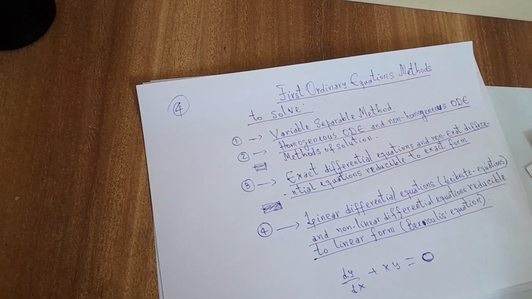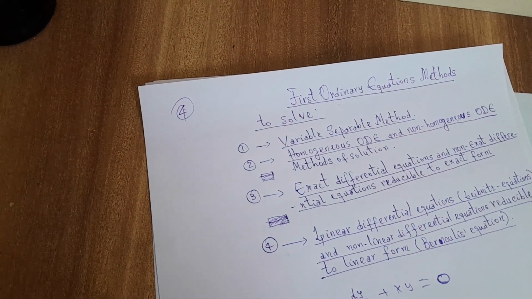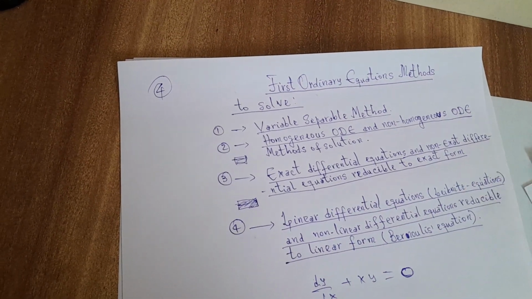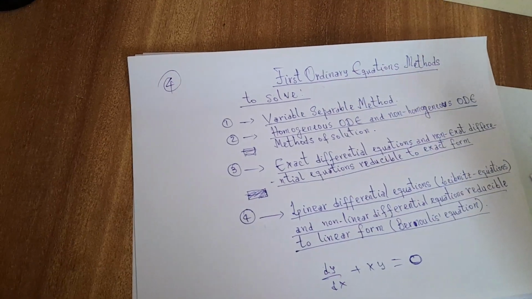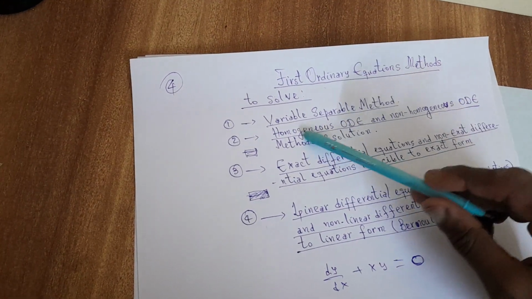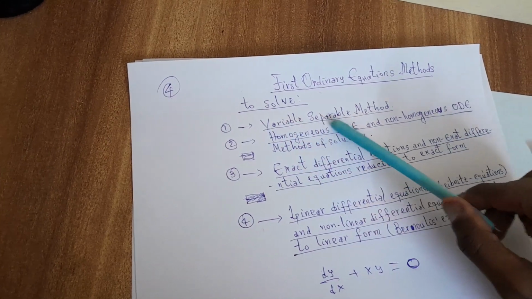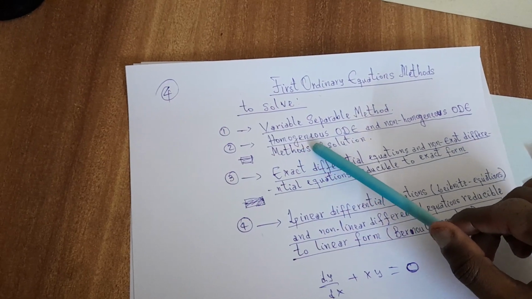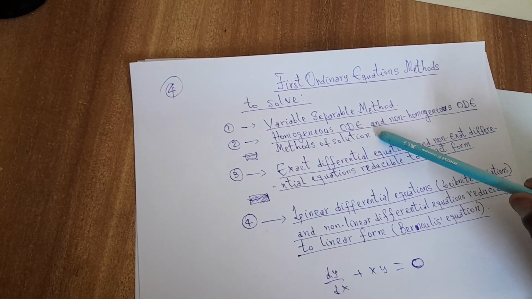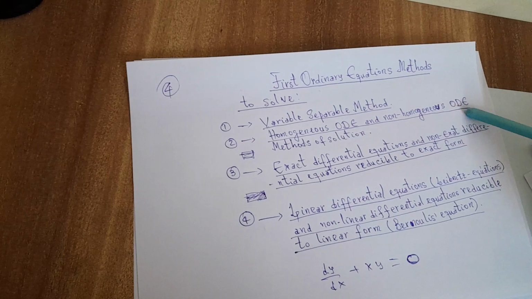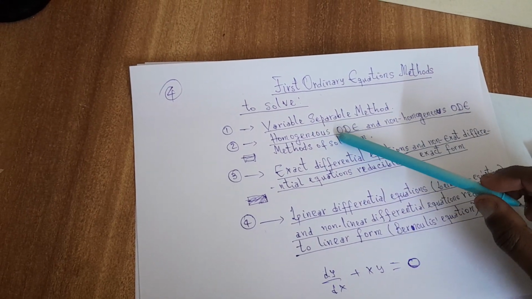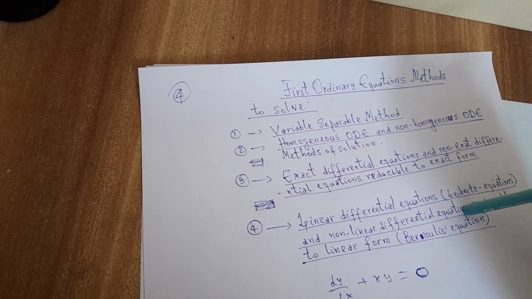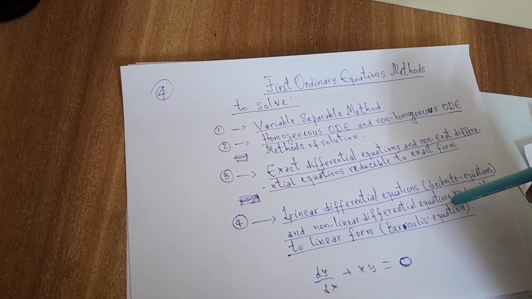First, we have to understand the nature of this differential equation. From there, we can go directly and apply any of these methods. We are going to start from the variable separable method. Then we are going to go through the homogeneous ordinary differential equation and non-homogeneous ordinary differential equation, for first degree and first order equations.